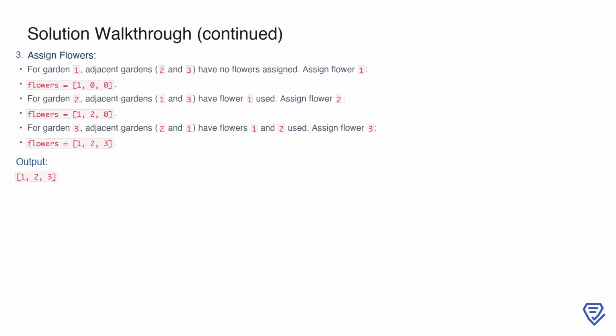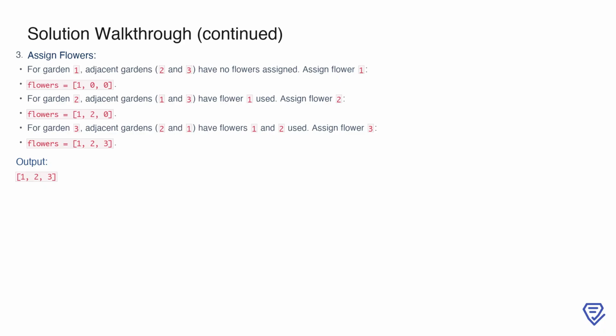Starting with garden 1, we see that its adjacent gardens, 2 and 3, have not been assigned any flowers yet. So, we assign flower 1 to garden 1, updating the flowers array to 1, 0, 0. Next, for garden 2, we observe that its adjacent gardens, 1 and 3, have flower 1 already used by garden 1. To ensure no 2 adjacent gardens share a flower, we assign flower 2 to garden 2, which updates the flowers array to 1, 2, 0.